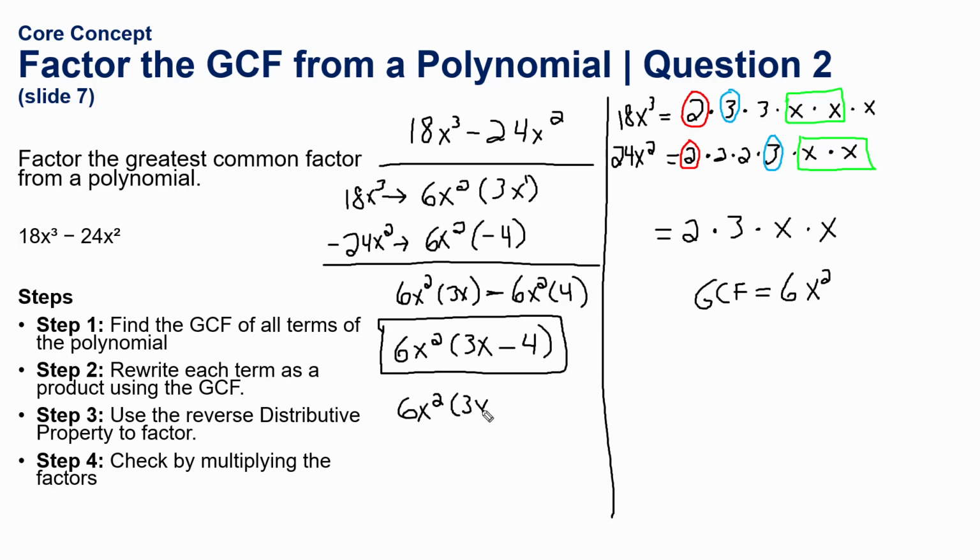multiplying into each of these terms. So 6x squared times 3x is my 18x to the third power. 6 times 3 is 18. X squared times x is x to the third power. 6x squared times 4, 6 times 4 is 24. And then I have the x squared that's left over. So we have confirmed our work with step number 4.